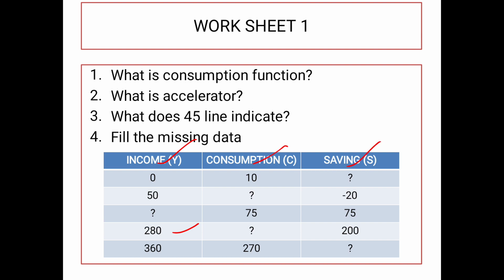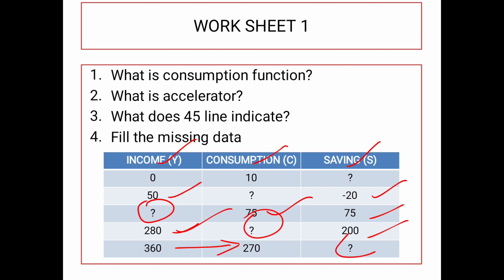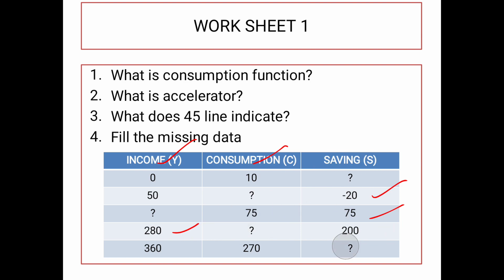Okay, you want to know what is the consumption? You subtract 20 from 50. You want to know the third one, what is the income? Add the consumption plus savings. Okay, fourth one, subtract savings from income, you will get your consumption. Okay, saving, you subtract these two, you will get your savings. I hope it is clear for you. Go through the slide once again and work out this worksheet so that it will be useful during the board exam.